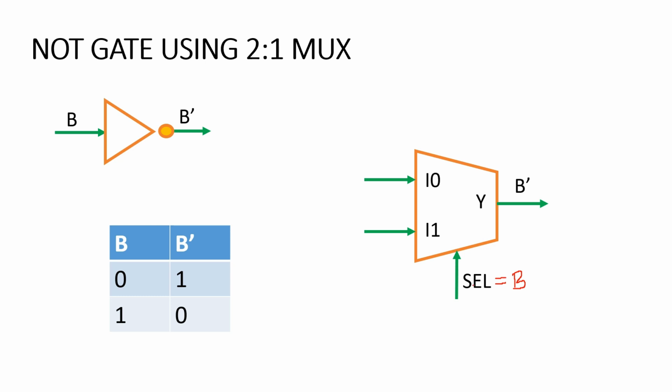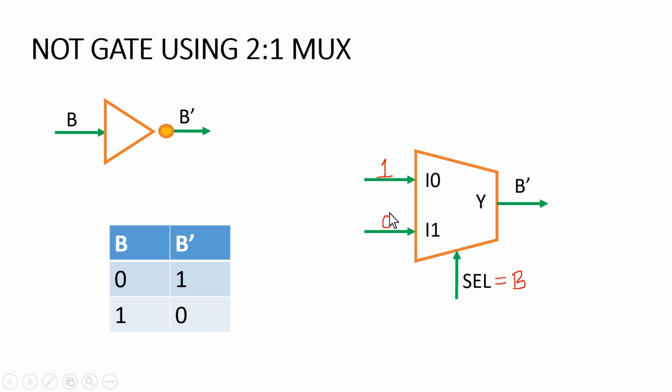Now if we see, when this B is 0, output is 1. But I know when B is 0, I0 will be passed at the output. And what is output? It is 1. So I will fix this I0 to the value 1. Let me write value 1 here. In the same way, when select line or B is equal to 1, output is 0. But here I1 will be passed to Y. So I will fix this I1 to the value 0.